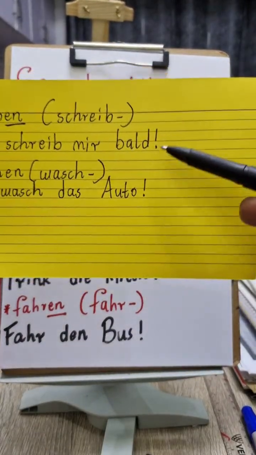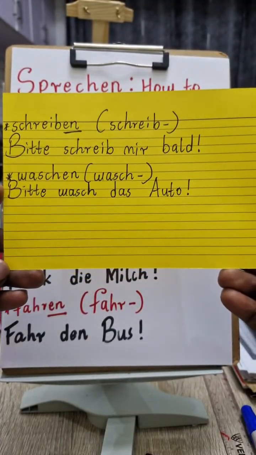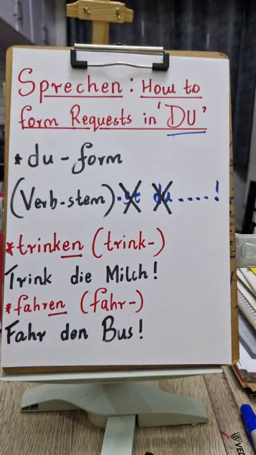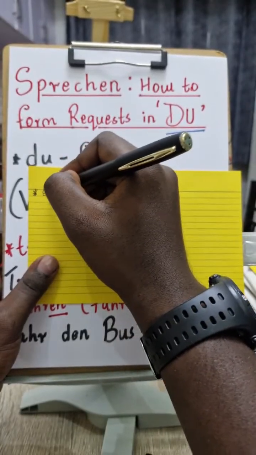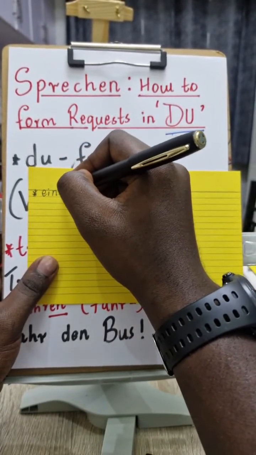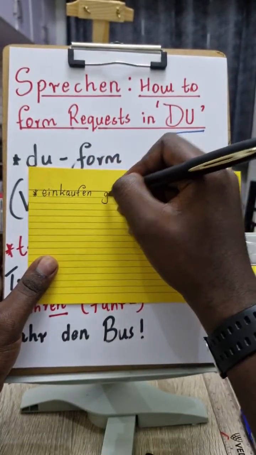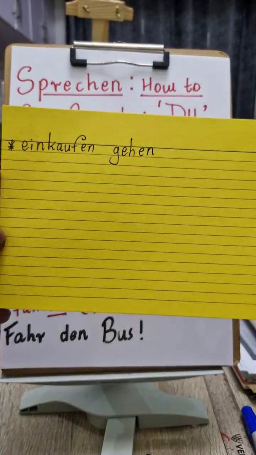If you don't put an exclamation mark, it might mean something else, yeah? So for every request sentence, one has to mark with an exclamation mark. Now, how about if you have two verbs? Because it's possible in a sentence to have 2, 3, 4, 5 verbs within the same sentence, right? Like in the example of to go shopping: einkaufen gehen. Now you can see here I have two verbs.